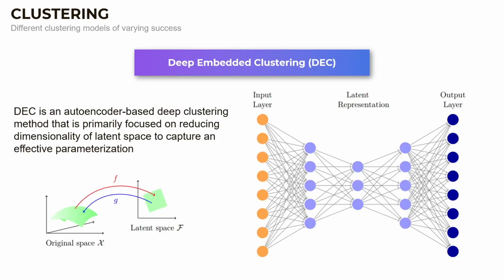Lastly, we also have deep embedded clustering, DEC, which is an autoencoder based method for unsupervised clustering, which means that it is used to group data points into clusters by optimizing the KL divergence between soft cluster assignment and an auxiliary distribution.